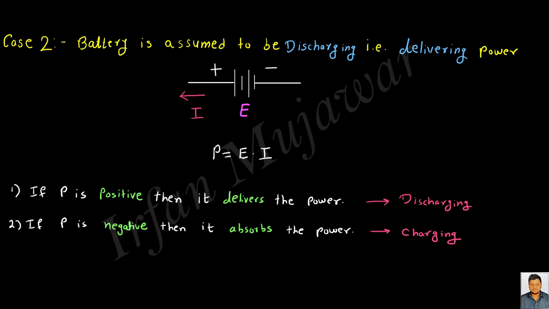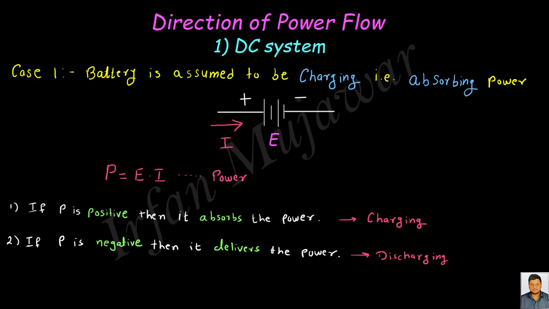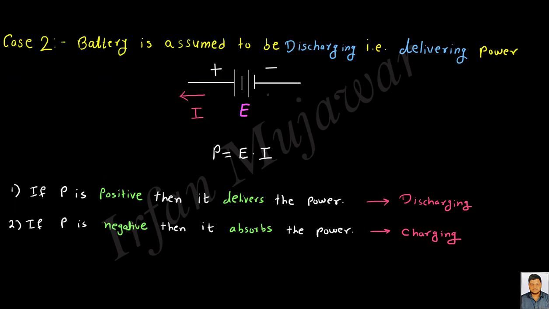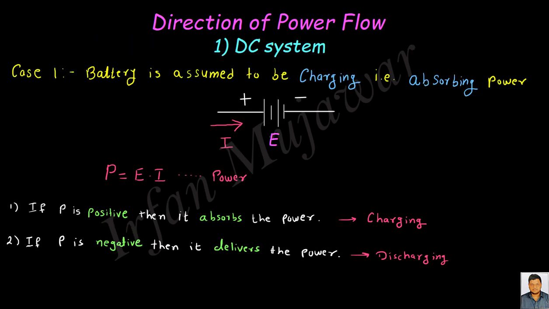Now why will power be negative in both cases, whether the first case or the second case? Obviously P will be negative if either voltage E or current I is negative. If I assume E to be of this polarity, that is plus and minus, and if I take E to be positive, so if current is negative, then what it means is, in the first case current is not flowing into the battery, but it is flowing away from the positive terminal, that is, it is supplying the power. Okay, so if P is negative, then it is supplying or delivering the power.